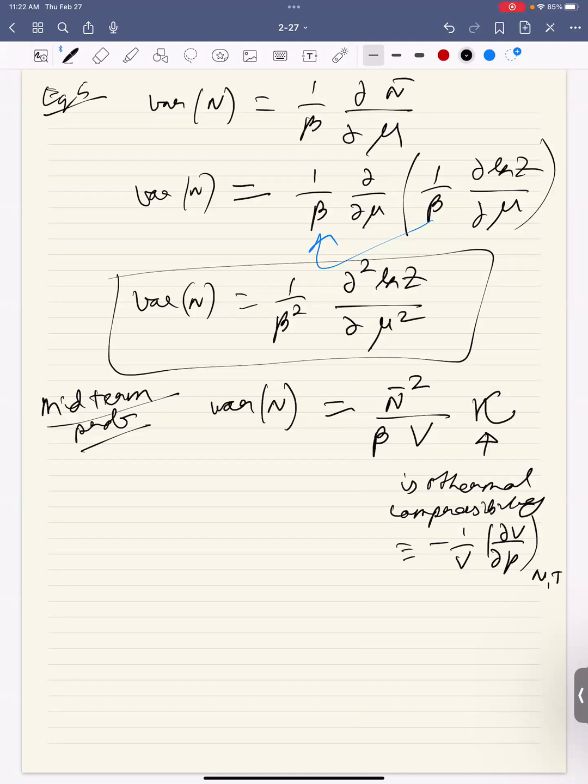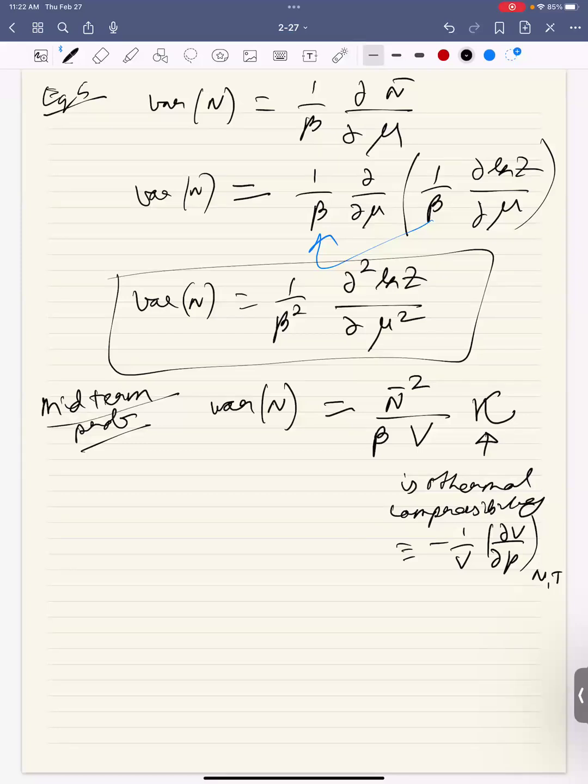This is kind of amazing. Remember, the variance of E for the canonical ensemble was related to a material property. Remember which property? Heat capacity. And variance of N is related to compressibility. So it's again an example of a fluctuation dissipation theorem.